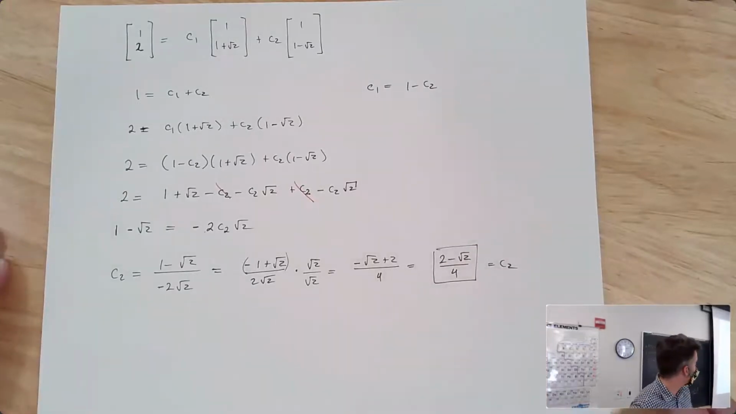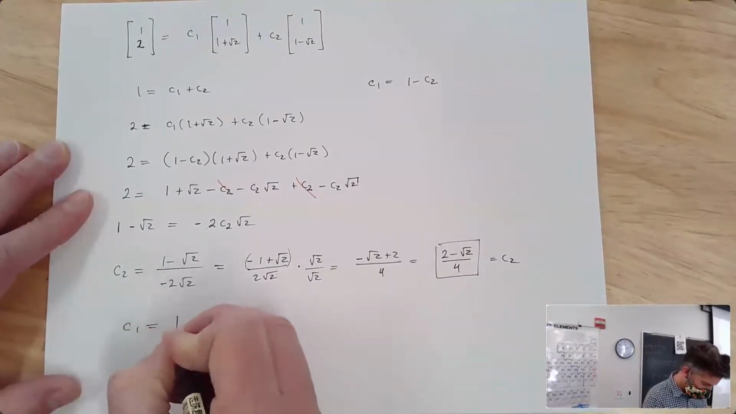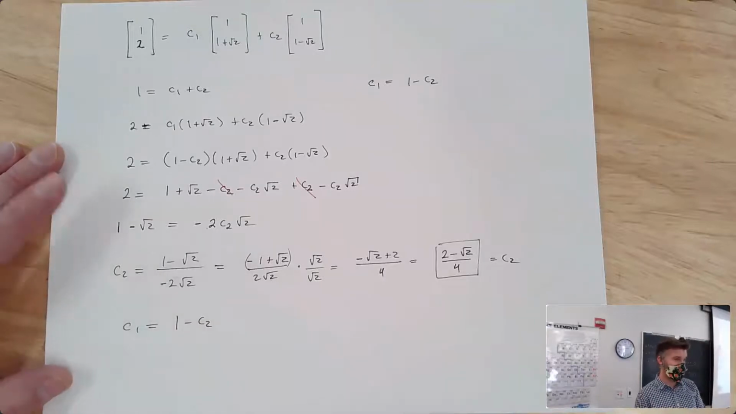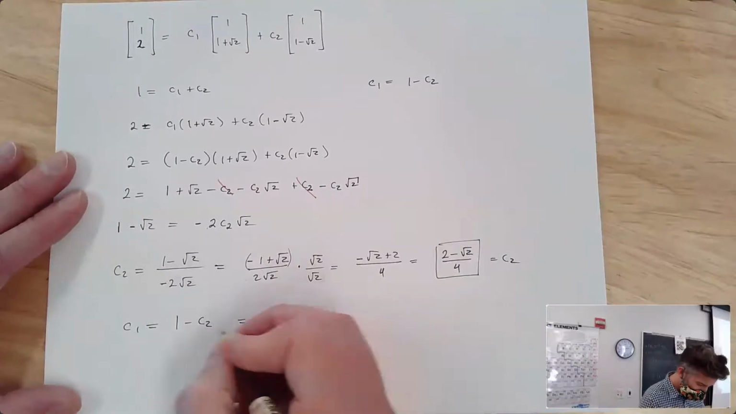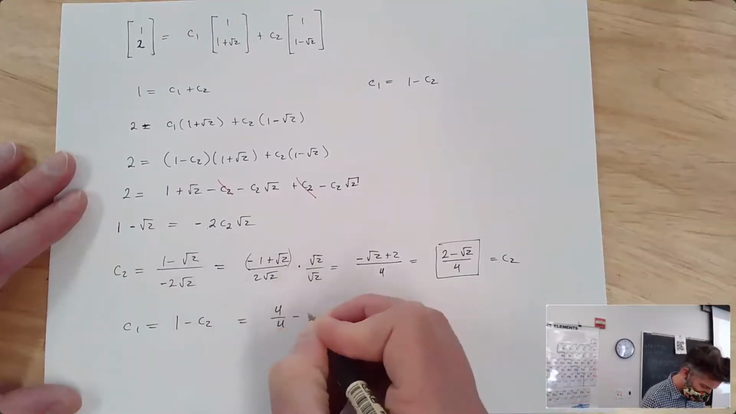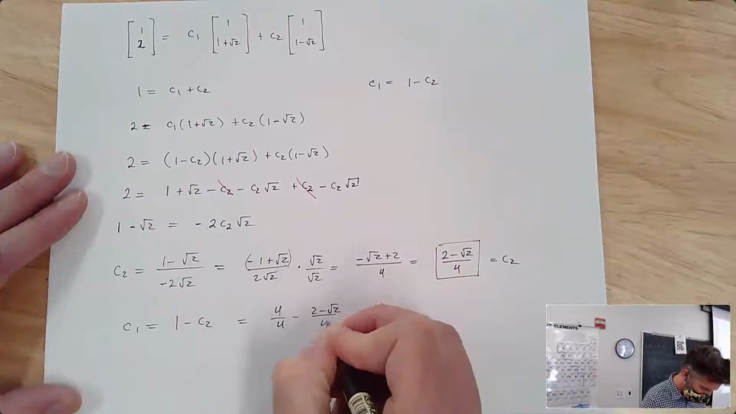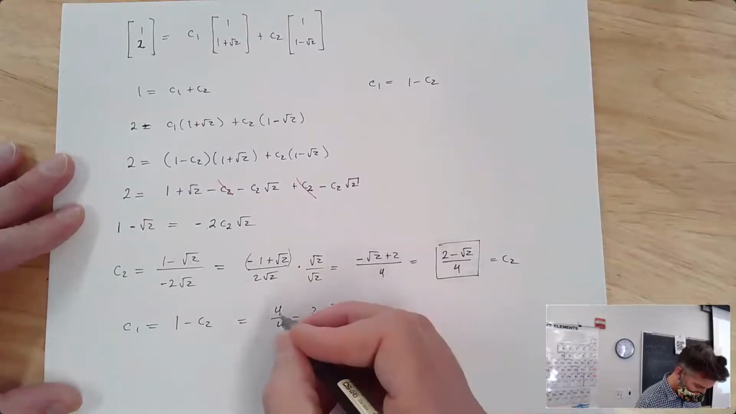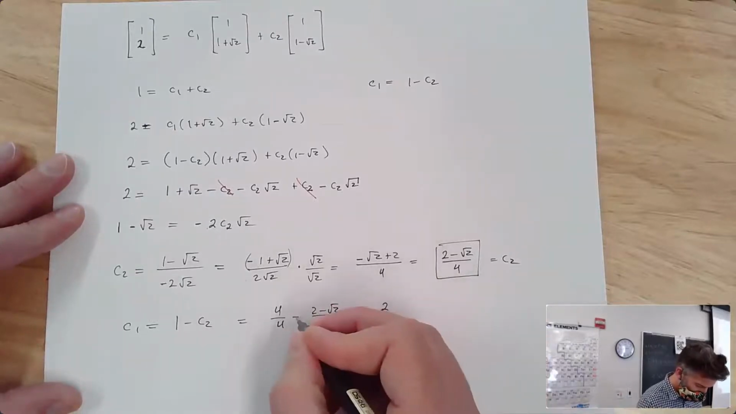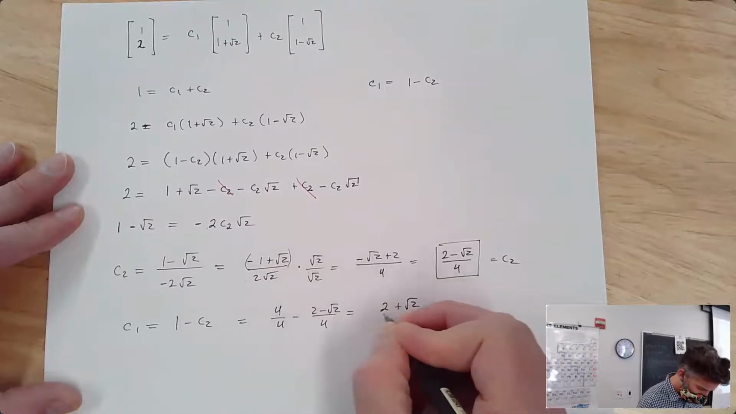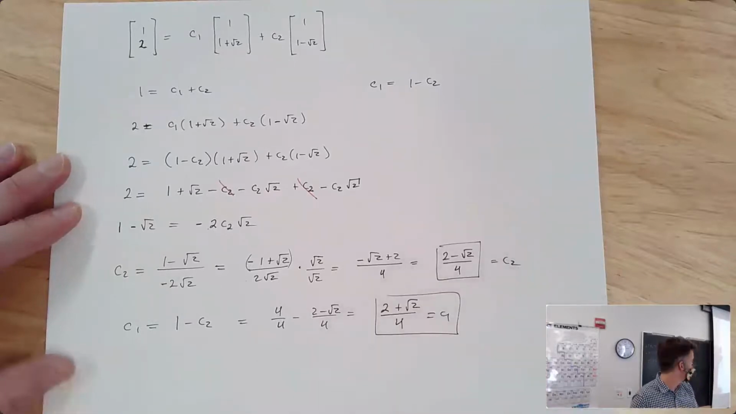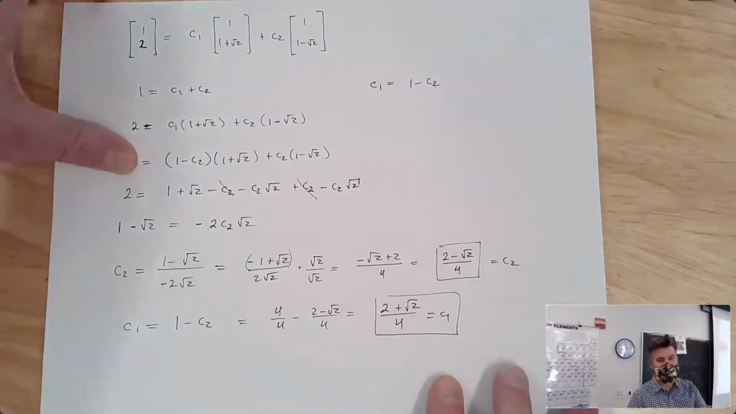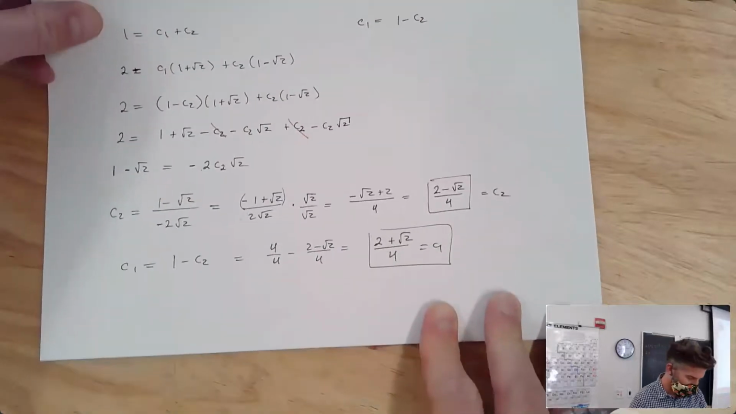Luckily, finding c1 is really easy once I've got c2. c1 is just 1 minus c2, which is part of the reason you want to rationalize it, to make finding the other thing nice. That's going to be 4 over 4 minus 2 minus root 2 over 4. And that's just going to end up being 4 minus 2 is 2, and a minus minus root 2 is a plus root 2, over 4. Not pretty, but not as terrible as I might have led you to believe.